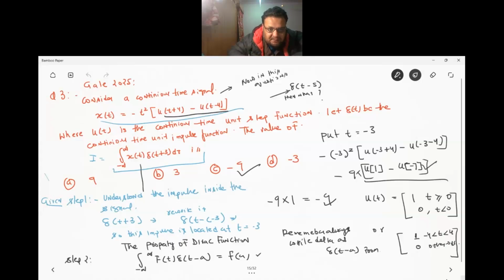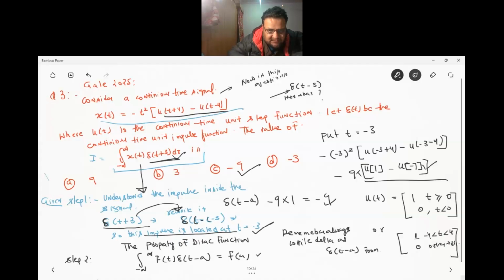This you have to integrate. So the impulse inside the signal is lambda of t plus 3. Now remember one thing. You need to rewrite this in this form, lambda of t minus a. So in order to rewrite this, t plus 3 is t minus of minus 3. So that means your impulse is located at t is equal to minus 3.